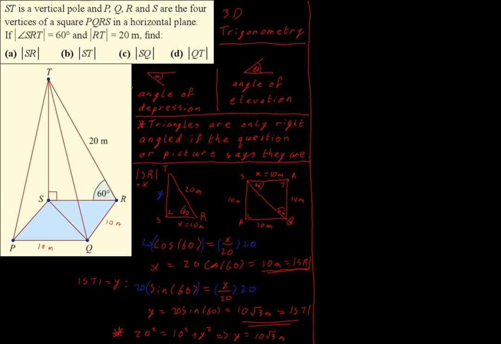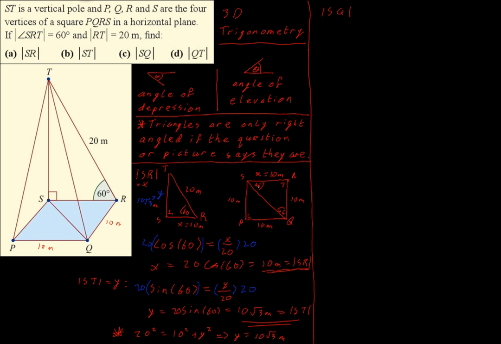Now, next point, SQ. Is there anything that I just found that I should fill in? Yeah, that's 10 root 3 meters. SQ. So, do I have a diagram including SQ? I do. My diagram here of my square has SQ in it, and I actually have enough information to find SQ immediately. As we used sine and cos several times here, I'm going to do Pythagoras this time.